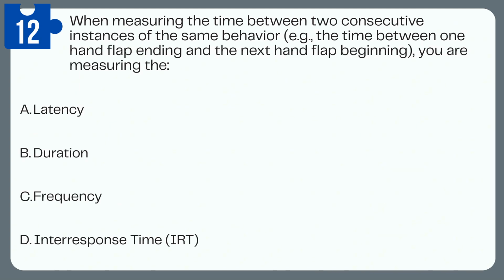Question 12. When measuring the time between two consecutive instances of the same behavior, for example, the time between one hand flap ending and the next hand flap beginning, you are measuring the A. Latency, B. Duration, C. Frequency, D. Interresponse time, IRT.